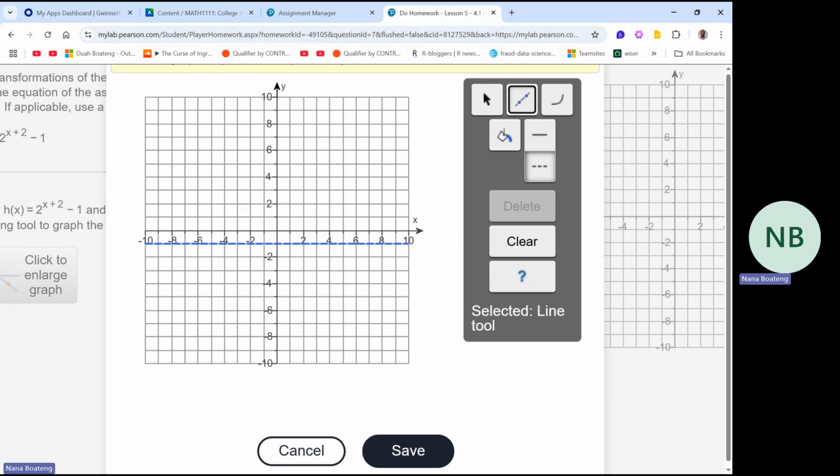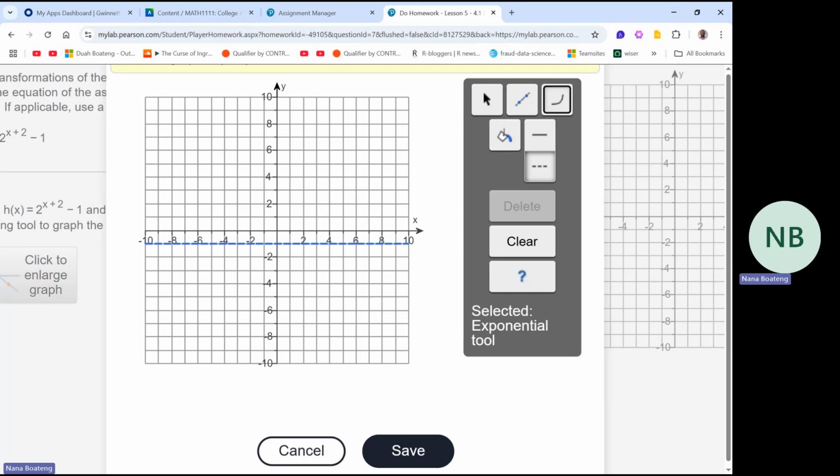So this is what I want. So this is the asymptote. So this is a dashed line through y is equal to -1. So the asymptote is the first thing that we draw. So I have this line. So the next one I want to draw is the curve itself, right? And so the curve itself, I will click on this solid line.